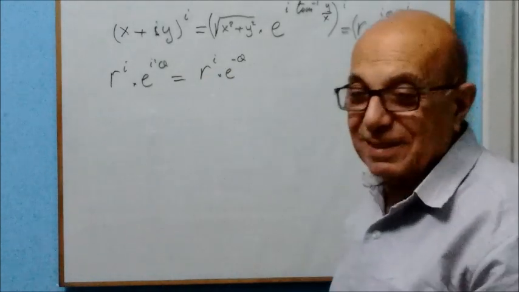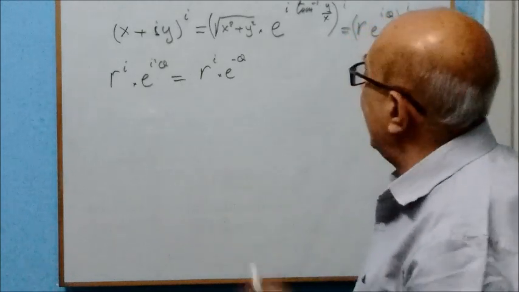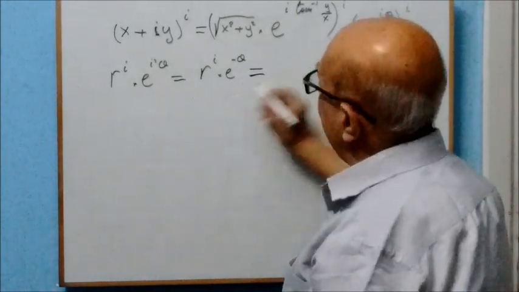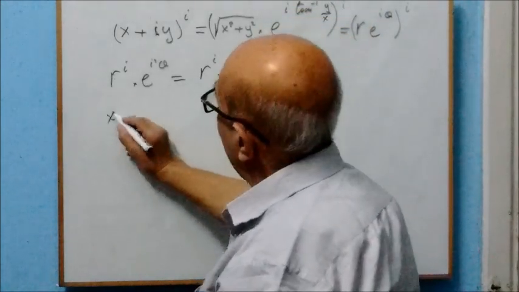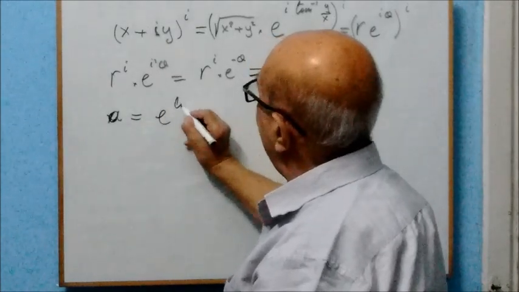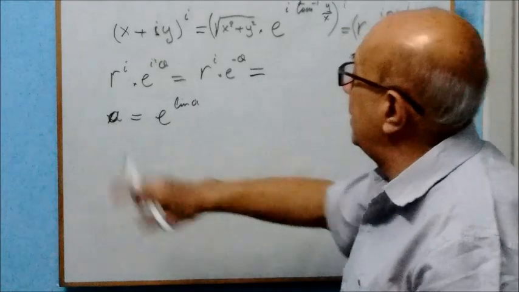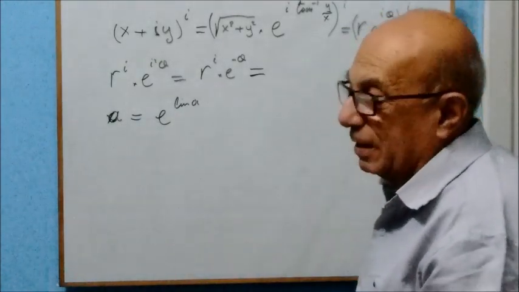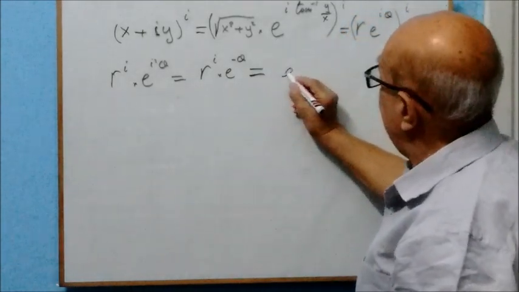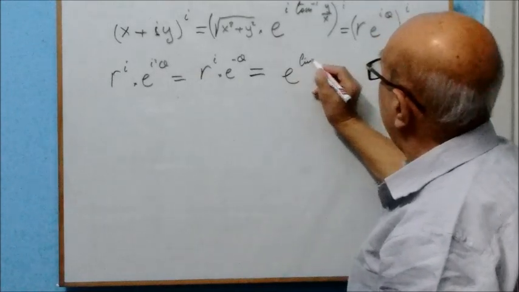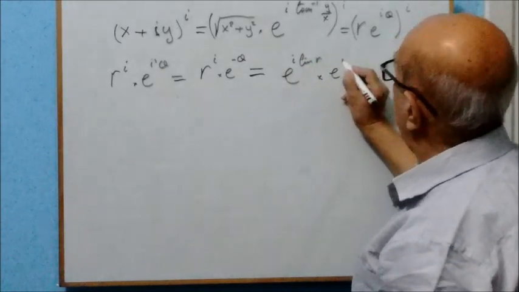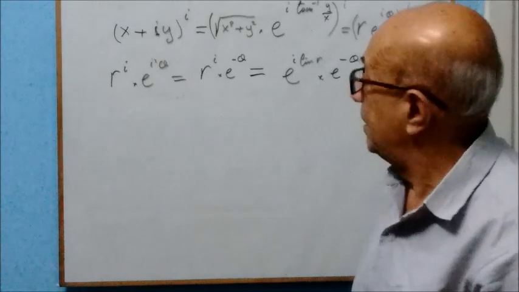How to calculate r to the power i? So simple. Any quantity, x or a, whatever, a could be written in the form of e to the power ln a. e to the power ln a equals a, x equals e to the power ln x. Let's write r first. r is e to the power ln r, to the power i, times e to the power minus theta, right?